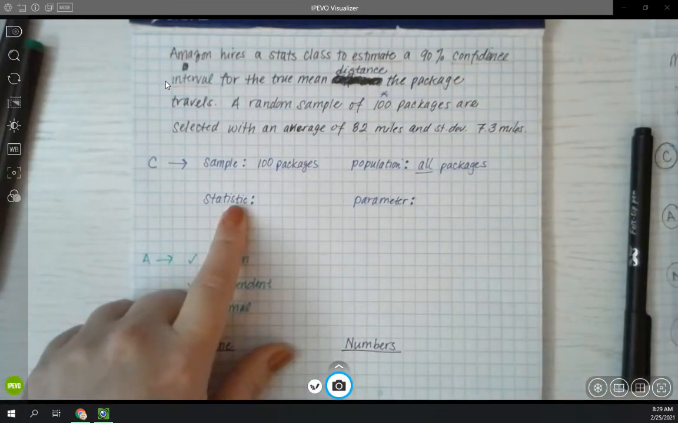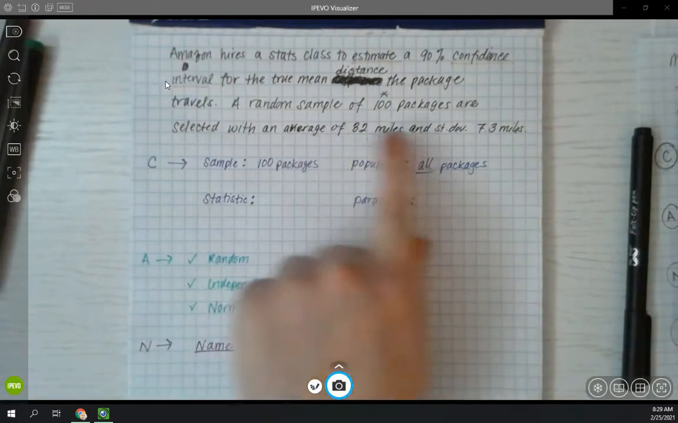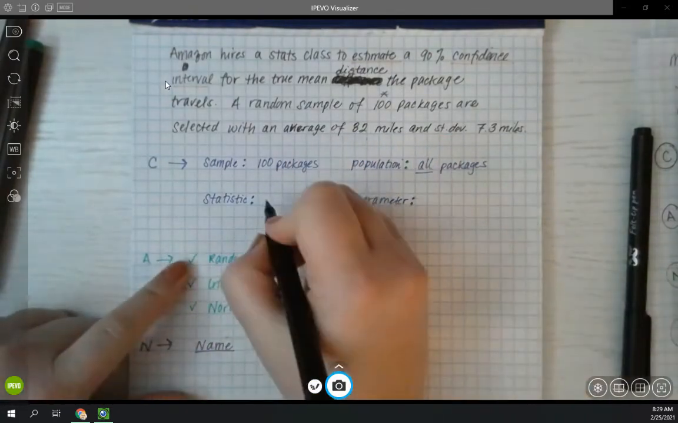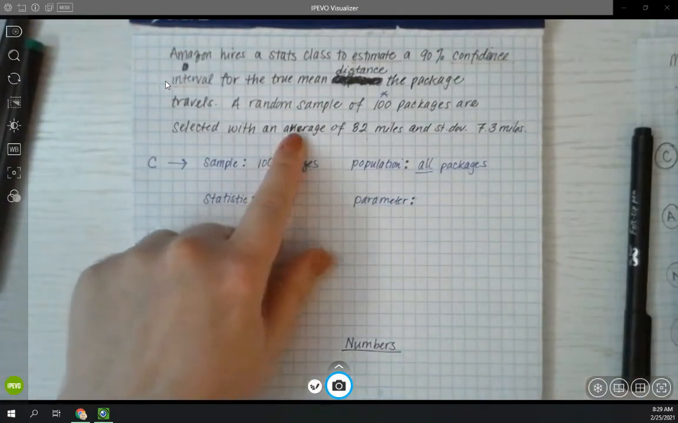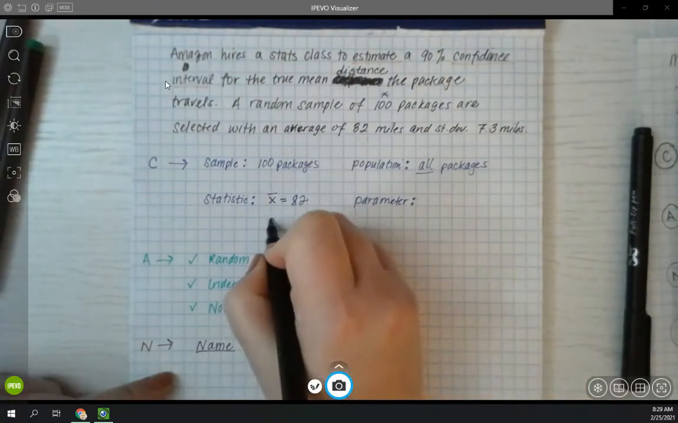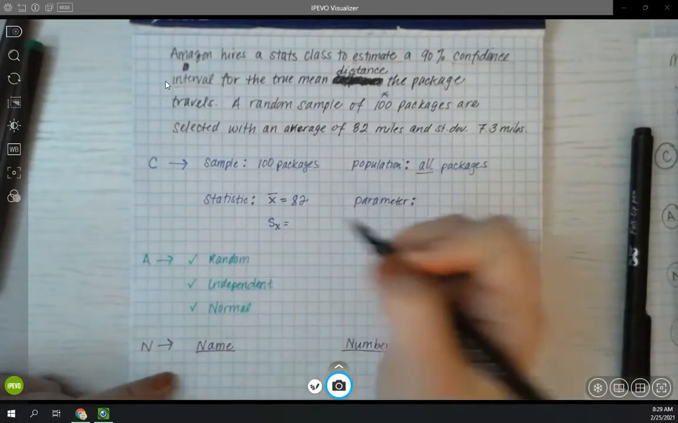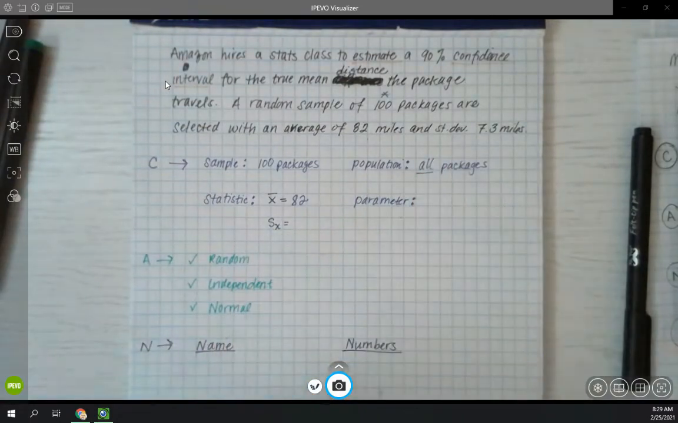The statistics are the pieces of information they gave me about the mean and standard deviation. I'm going to be using the notation X bar for the average or the mean, which is 82. And I'll be using S little x for standard deviation of that X bar, and that is 7.3 miles.